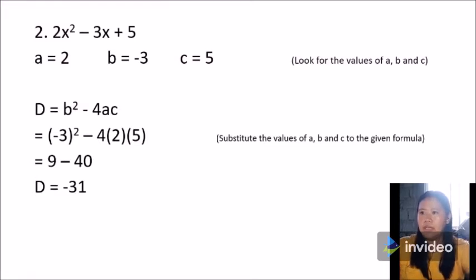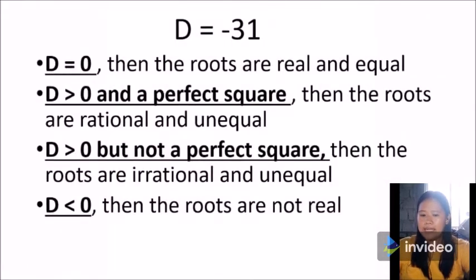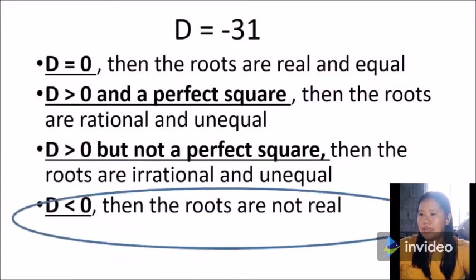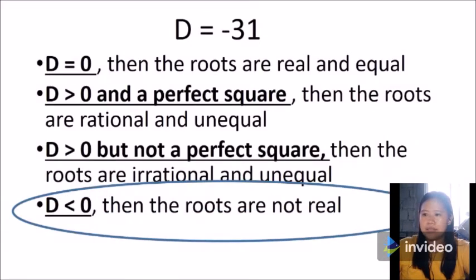So if D is equal to negative 31, D is less than 0 because negative 31 is less than 0. Then the roots are not real. Okay? So, since our discriminant is less than 0, the roots are not real.